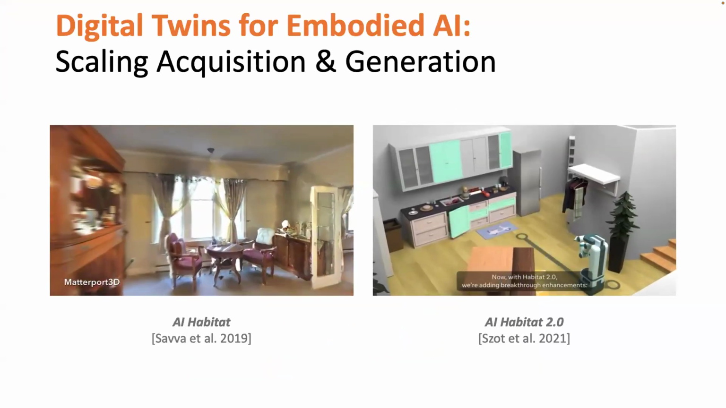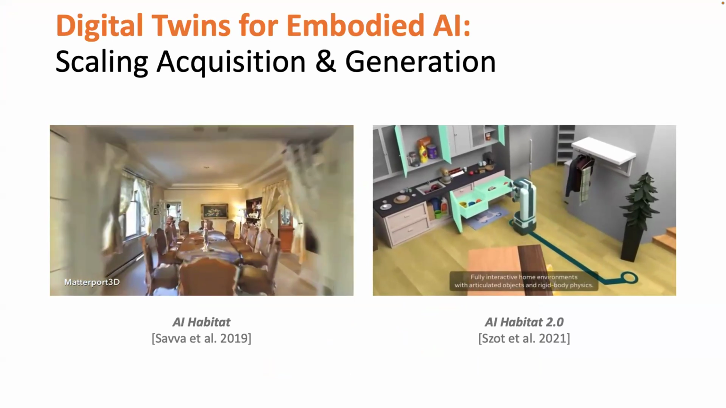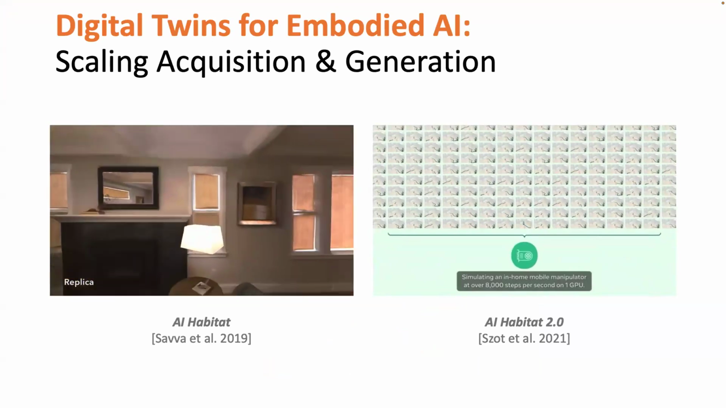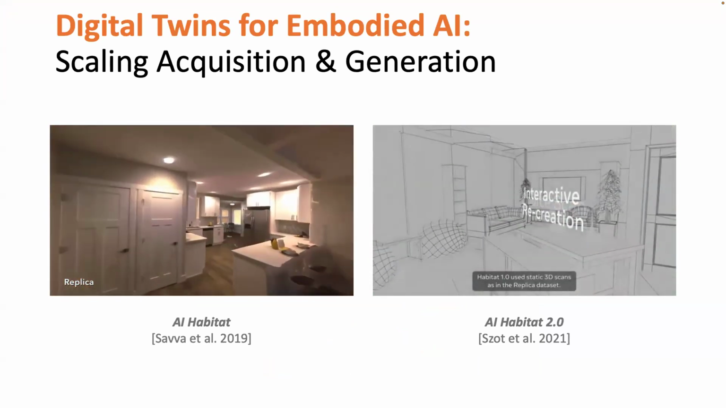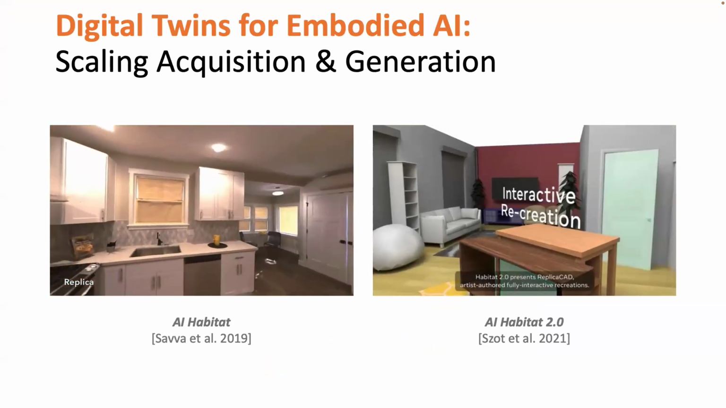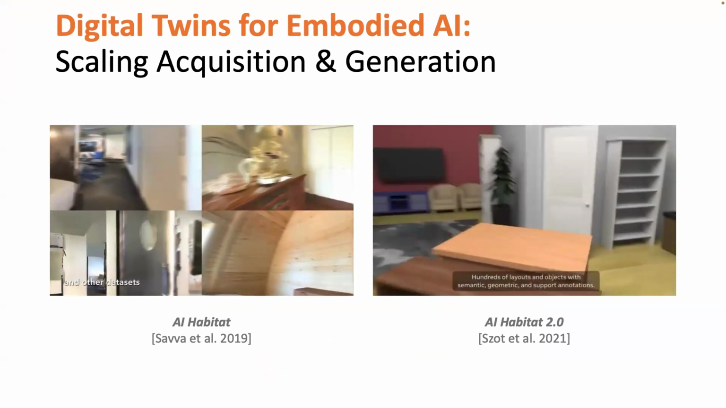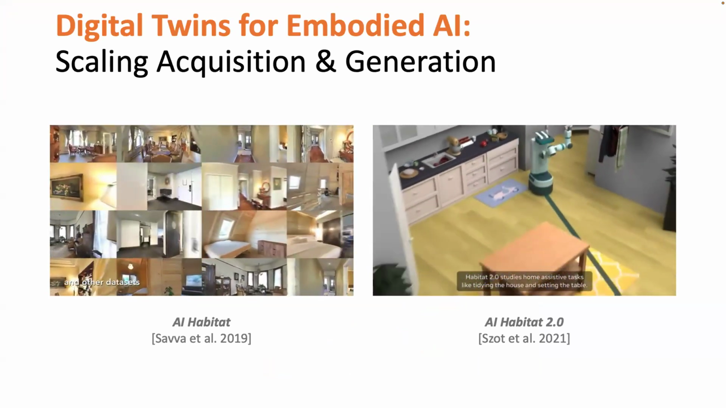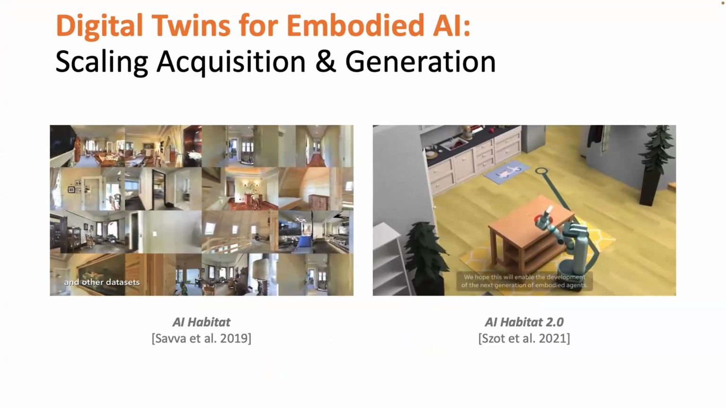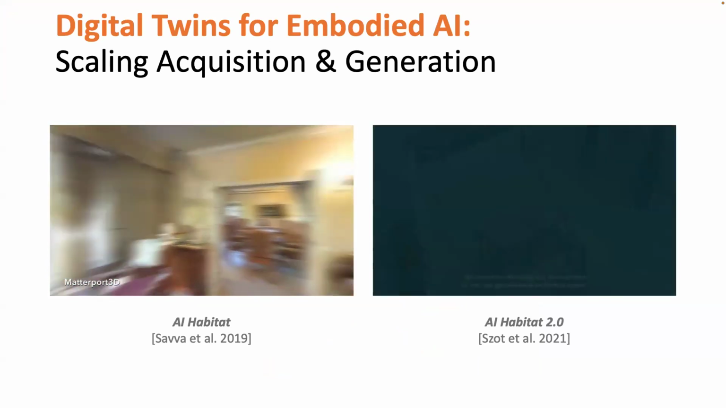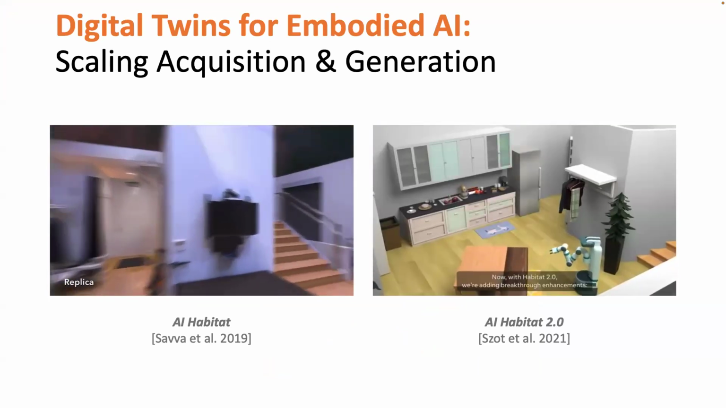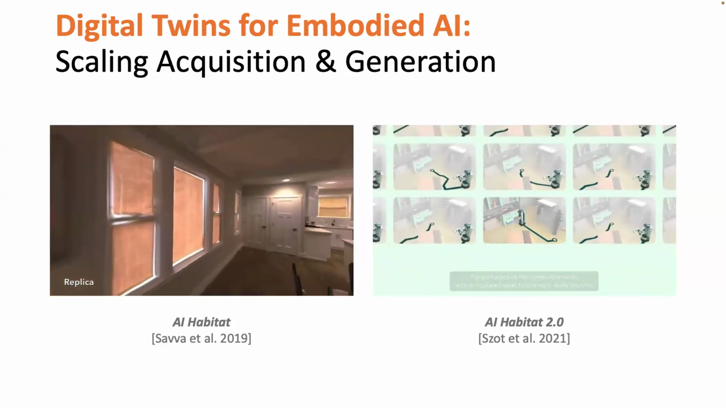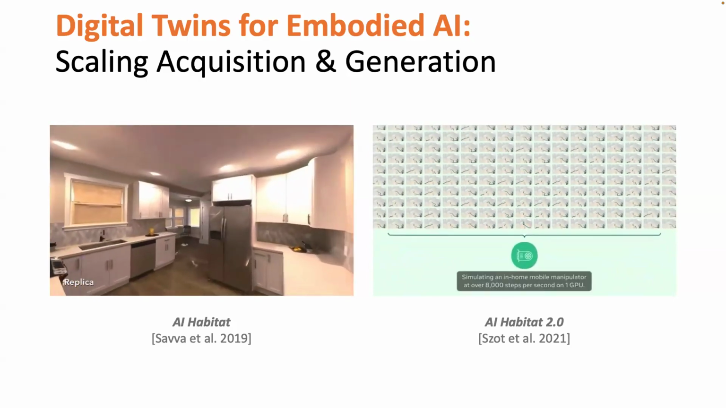I'll begin first by trying to explain the title a bit. First, the first part, Digital Twins for Embodied AI. What do I mean by that? I mean these high fidelity representations of real world scenes, indoor scenes like kitchens, living rooms that you see here on the left, that are useful for tasks such as visual navigation, but also manipulation, examples of which you see on the right.